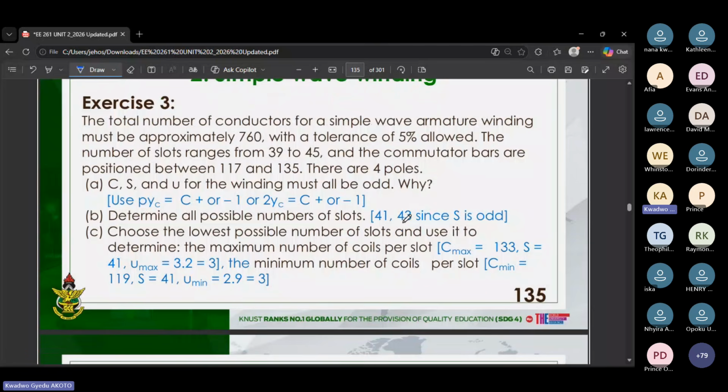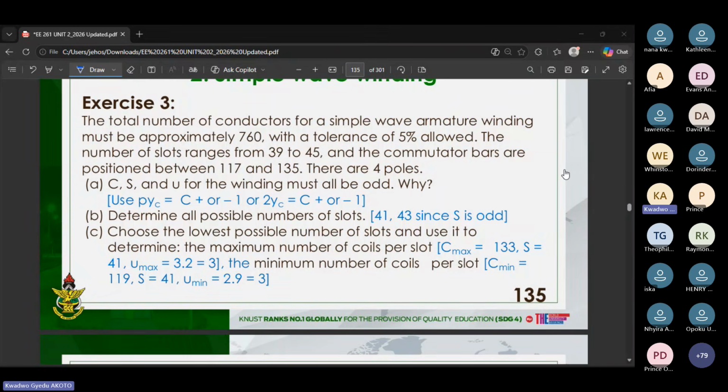So, exercise 3. The total number of conductors for a simple wave winding armature must be approximately 760 with a tolerance level of 5% allowed. So what does that mean? That means that our total number of conductors must be 760 plus or minus 5%. So the maximum is 760 plus 5%, and the minimum is 760 minus 5%.